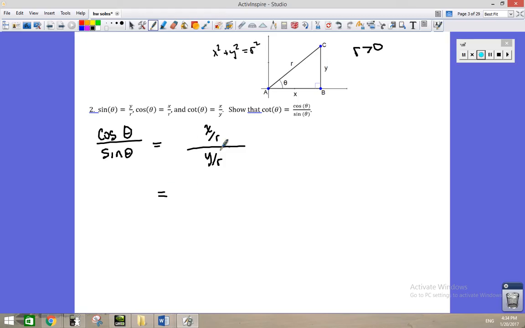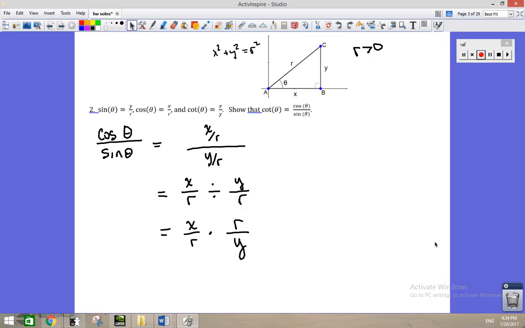Remember, this long fraction bar is just simply division, so I think that students might find it easier to simplify this if you think of it as x over r divided by y over r, because somehow that triggers in the back of your mind when you learned that division was the same thing as multiplication by the reciprocal of the divisor. If I change this division symbol to multiplication, I have to take the reciprocal of my divisor here, and I get r over y.